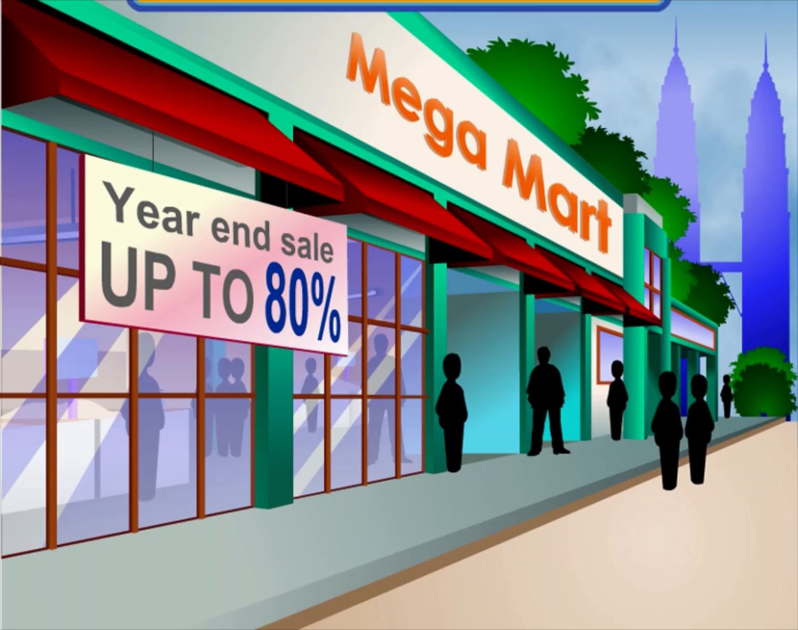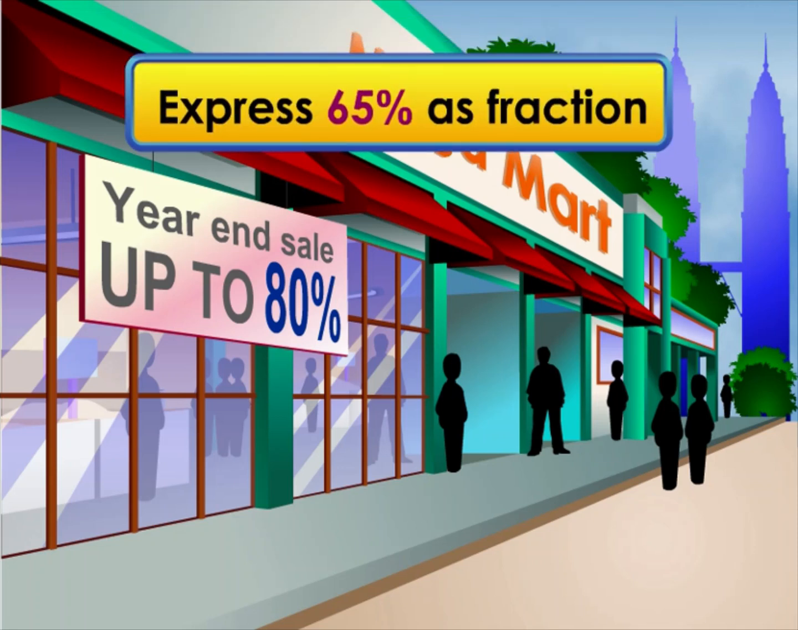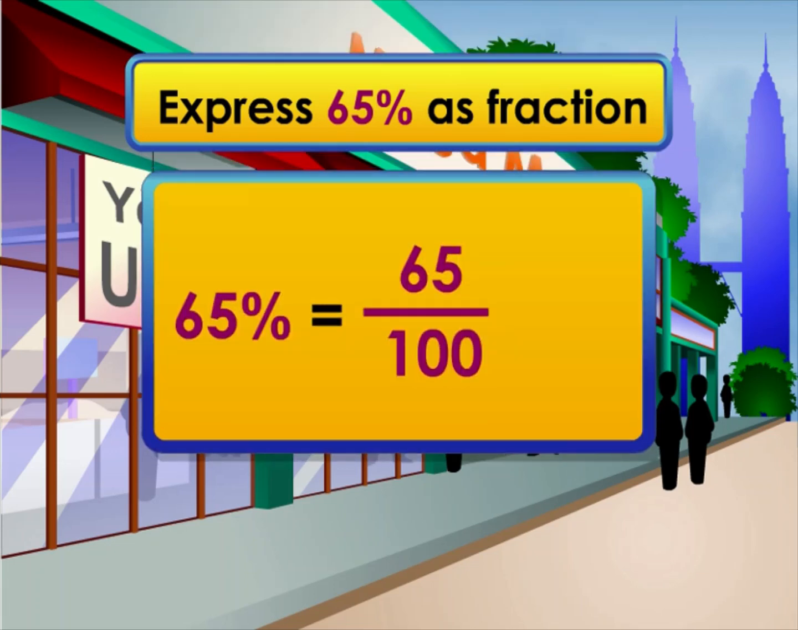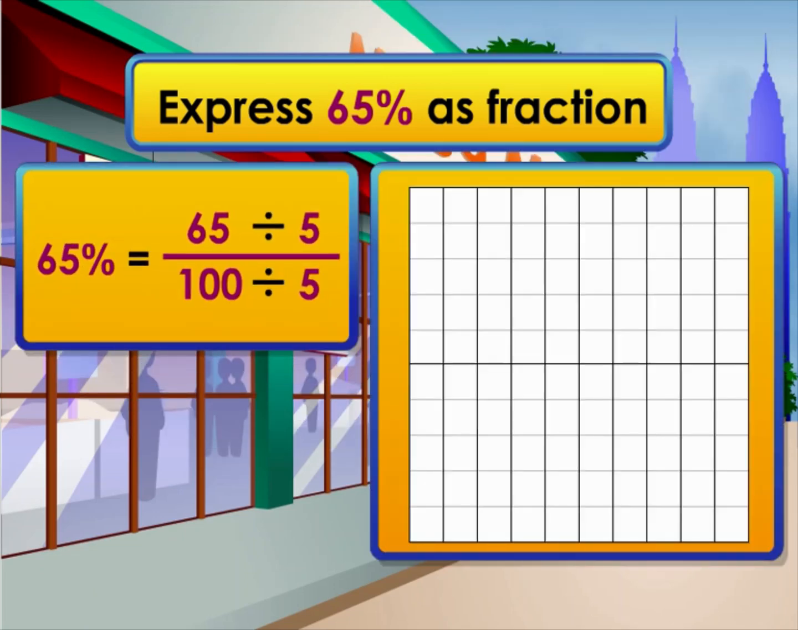Look at this example. Express 65% as a fraction. First, we have to find a common factor that can divide 65 and 100. A number that can divide both 65 and 100 is 5. Let's use 100 squares. We will divide the units into equal groups. See how the grouping is made. Each group has 5 unit squares and there are 20 groups in 100 unit squares.